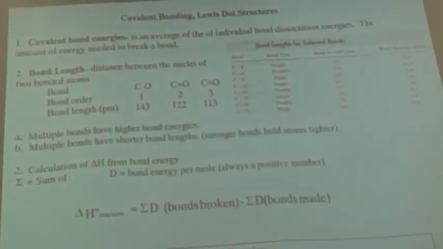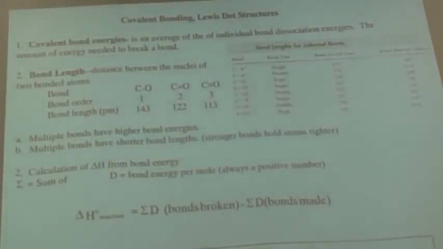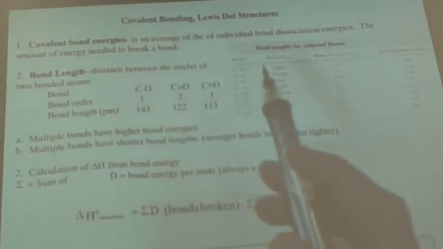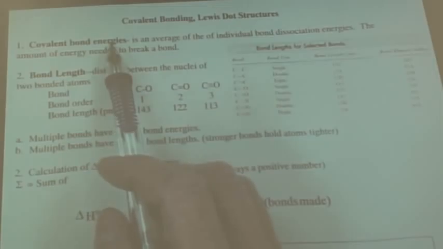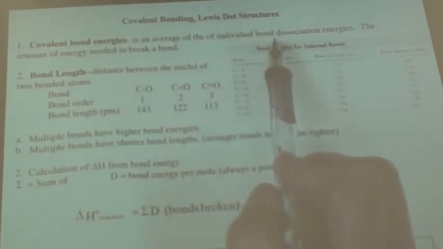Okay, so yesterday we talked about bonding in general. Today we're talking about covalent bonding in particular. So remember covalent bonding, what is the deal with the electrons? They're sharing. They are sharing. All right, you have covalent bond energies, just like you have any type of bond energies, an average of all the individual bond dissociation energies. It's the amount of energy needed to break a bond.